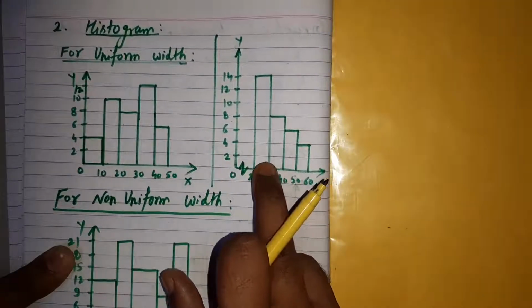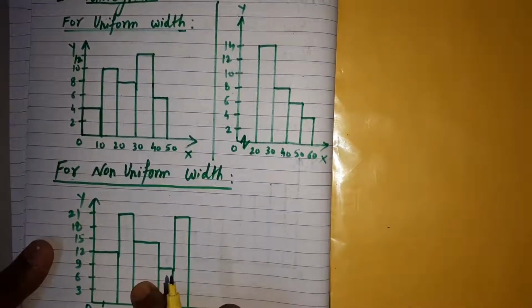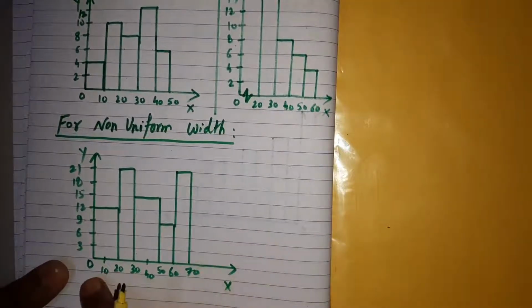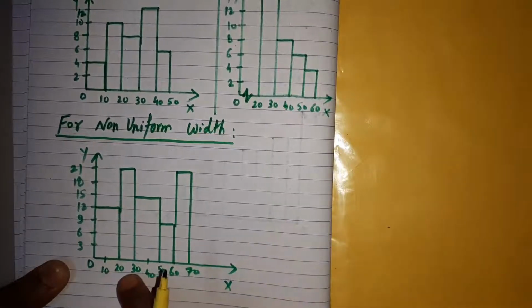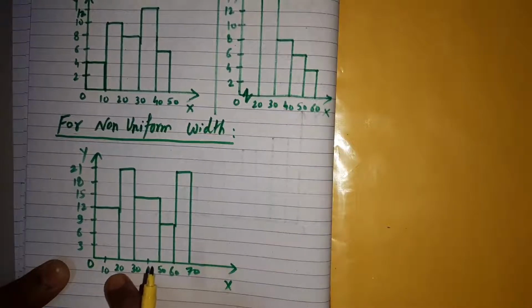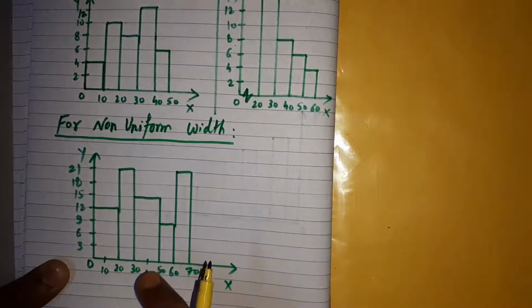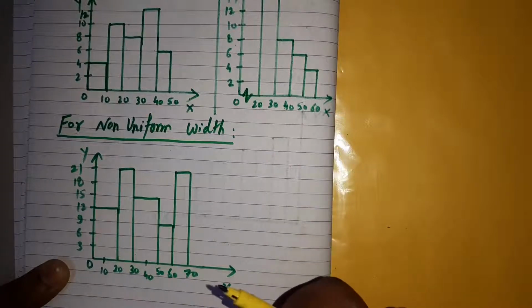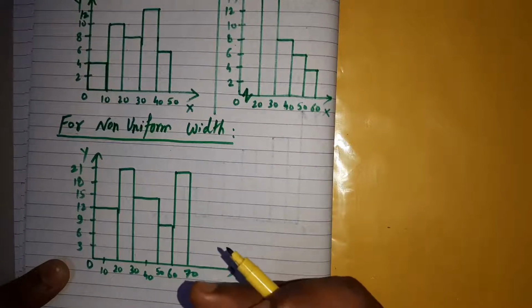Now we will check the histogram for non-uniform width. In this figure you can see the first rectangle bar. In the first rectangle bar the width is 20 minus 0, 20. In the second rectangle bar the width is 10. In the third rectangle bar the width is 20. It means it is varying width, the widths are not the same. So this is a histogram for non-uniform width.